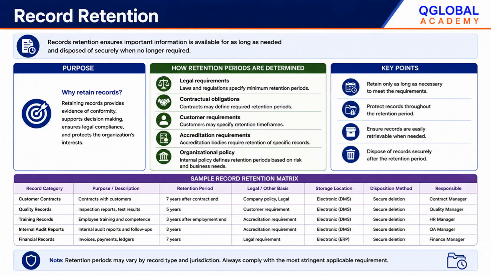For example, customer contracts may be retained for several years after the contract ends, based on legal or company policy requirements. Quality records, such as inspection reports, may be retained for a defined period based on customer or regulatory requirements. Training records may be retained for a certain period after an employee leaves the organization. Internal audit reports and financial records also have defined retention periods based on accreditation or legal requirements.